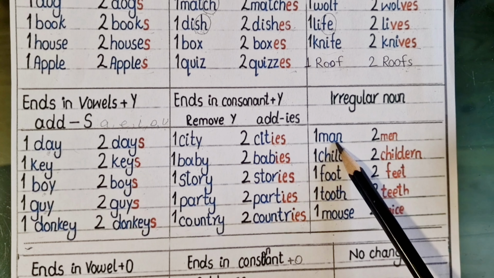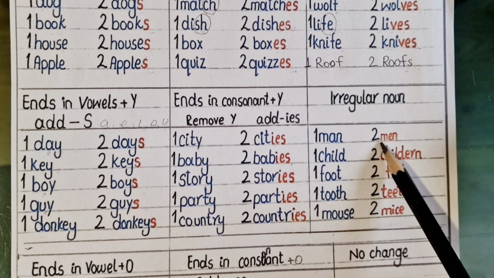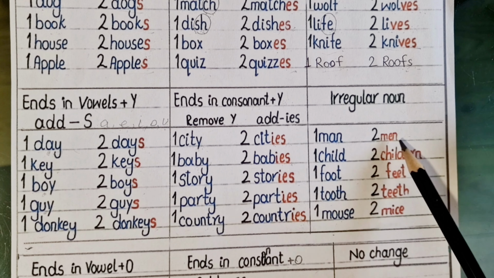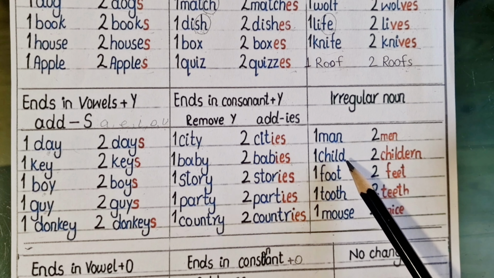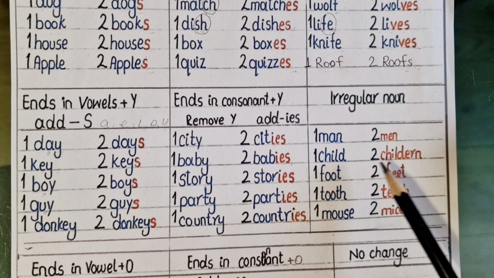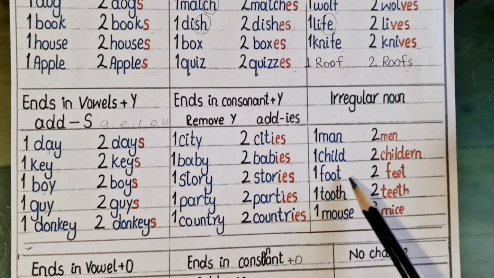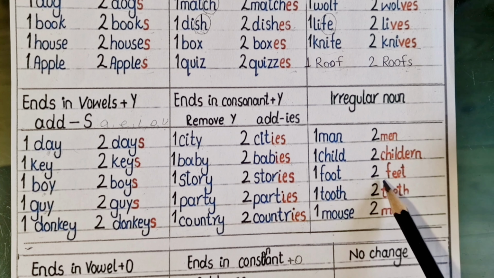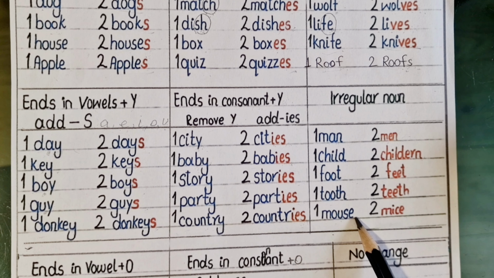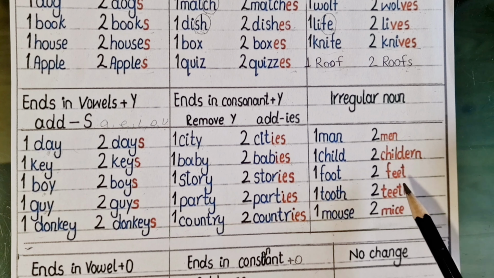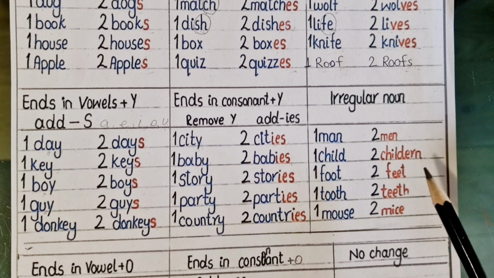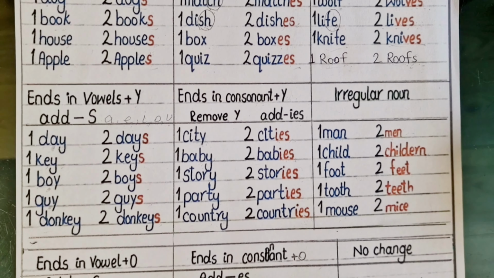Irregular nouns are the nouns that you have to learn by yourself. Just like one man, two or more than two men. Man, men. One child. If we are talking about more than one child, we will say children. Foot. More than one foot, we will say feet. Tooth, teeth. Same. Mouse, mice. So we have to learn these singular and plural nouns by ourselves. There is no specific rule.